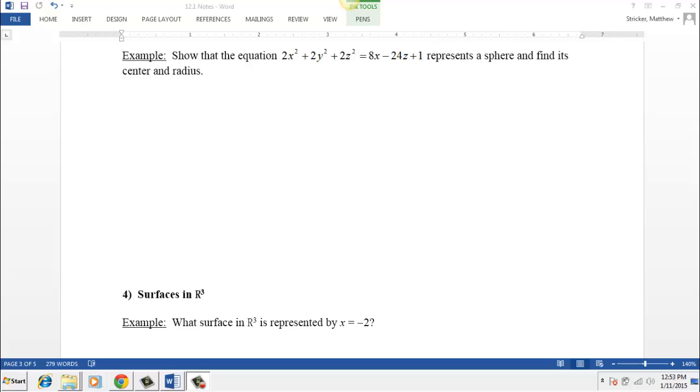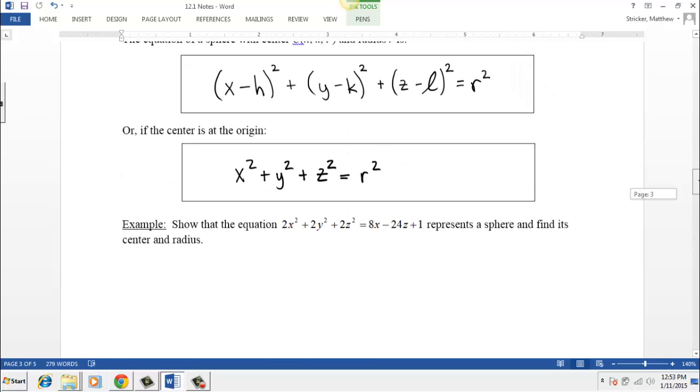Well, right now it doesn't really look much like a sphere, except for the fact that it does have an x squared and a y squared and a z squared, which many times we associate with a sphere, especially since all three of those terms are positive. But if we're going to show that it's a sphere, and find its center and radius, we need to figure out a way to get it in this form up here that we talked about in class, the x minus h squared plus y minus k squared, so on.